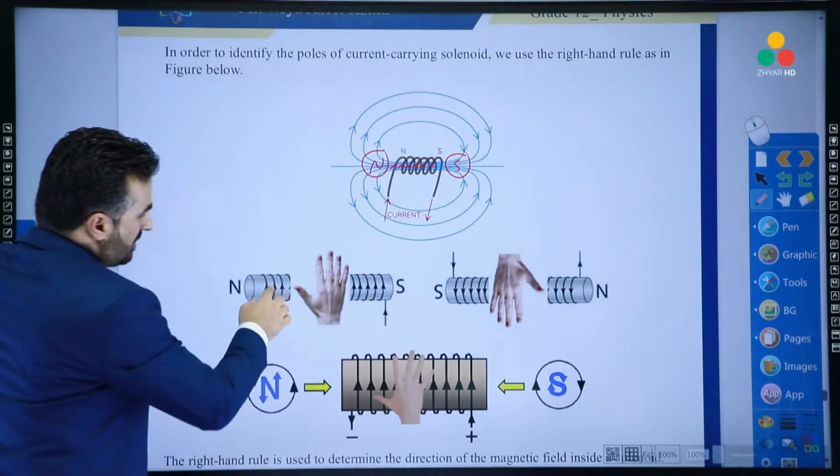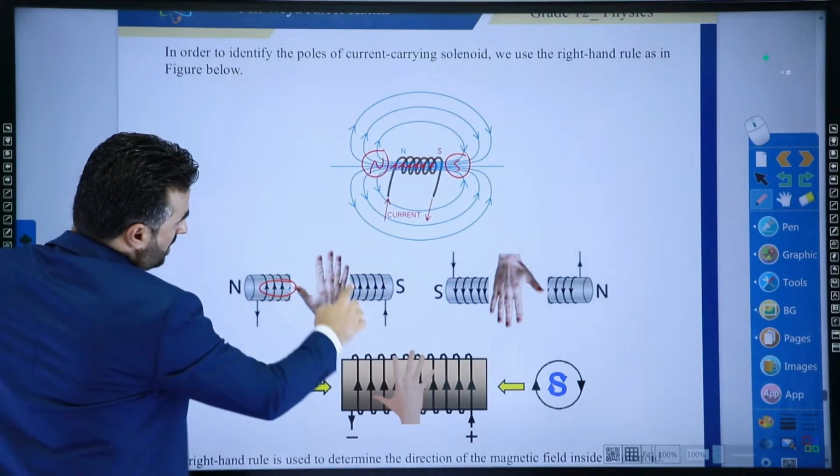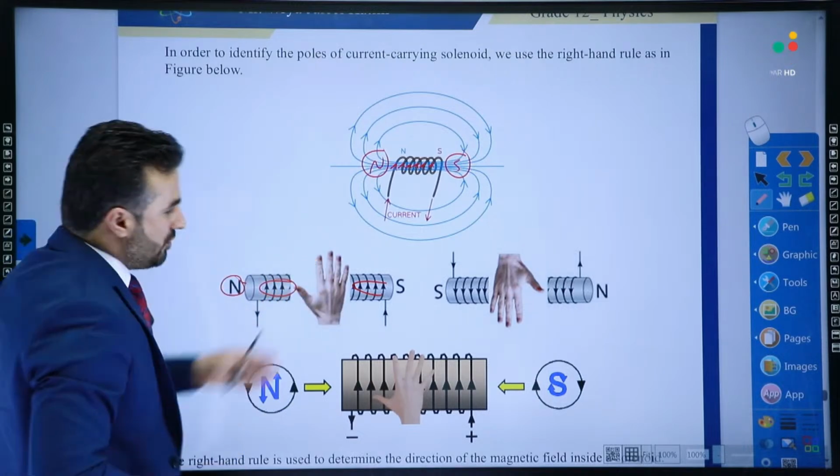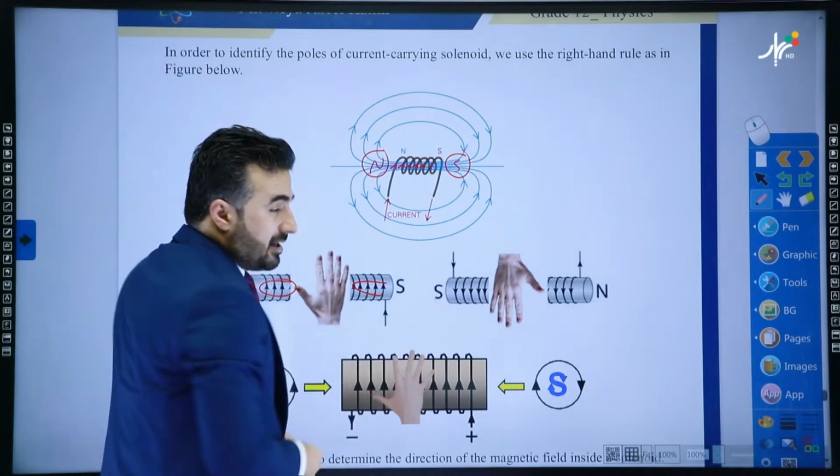So there is the direction of the current you can see here. So just align your hand in the same direction as the current. Then of course you can see that this side is north, the other side is south. That is another example, okay?